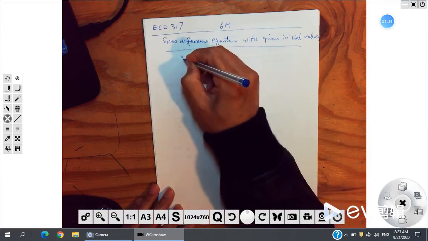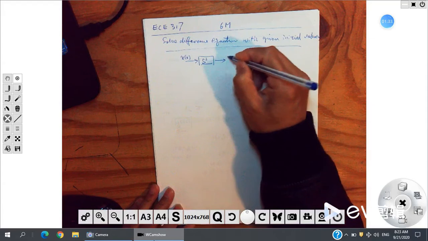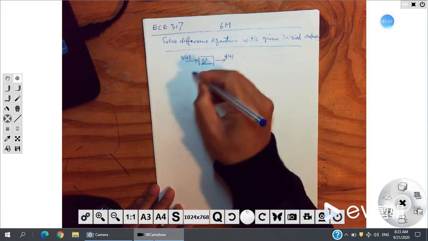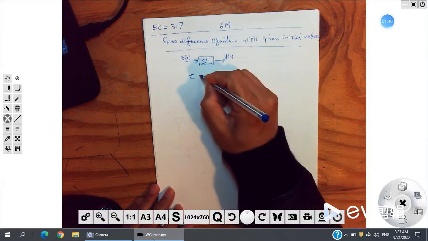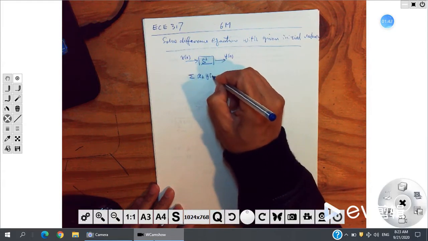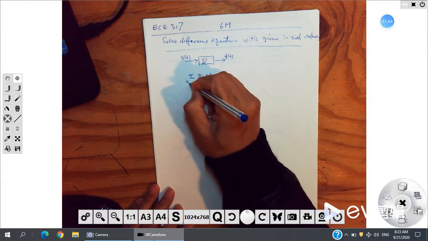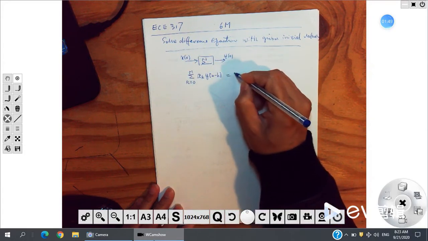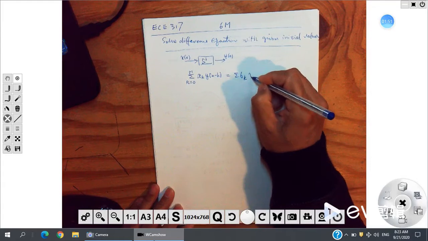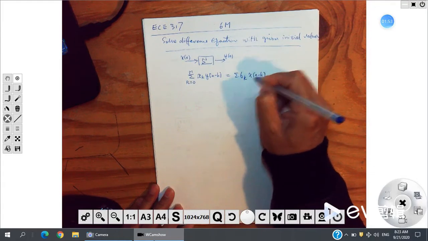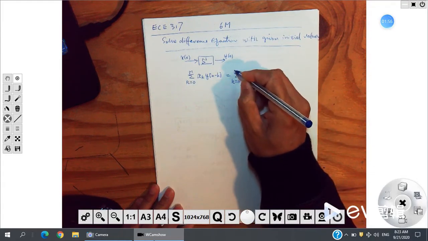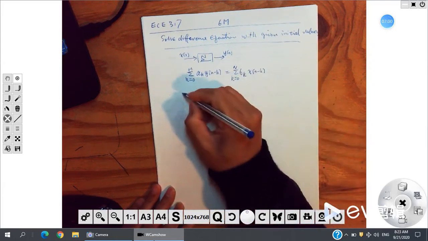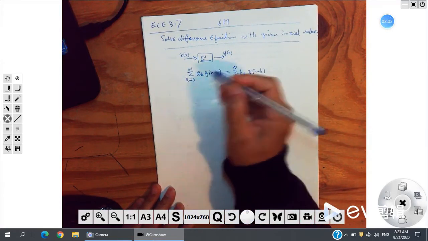We have input x, we have output y, and x and y have the difference equation: the summation of a_k times y of n minus k, k running from 0 to some l, equals the summation of b_k times x of n minus k, k running from 0 to some n. Right? Then we have some initial condition.